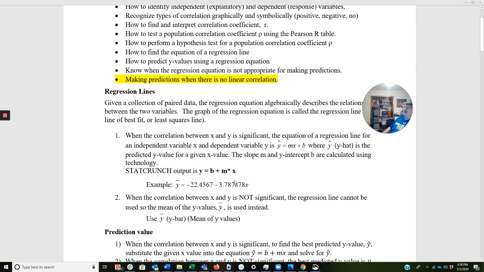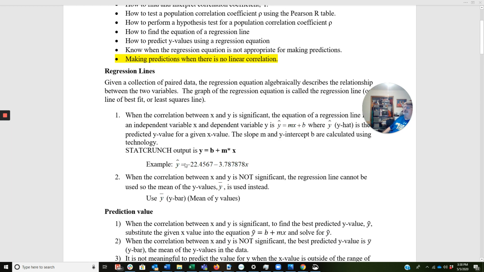We know StatCrunch has given us the output y equals b plus m times x. And so here's an example of one. This is your intercept, and this negative 3.787878 is the slope, or m. But that's the format that StatCrunch puts the prediction out.